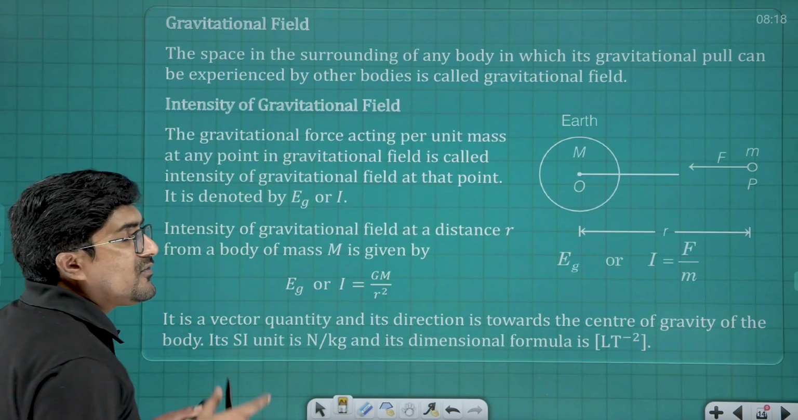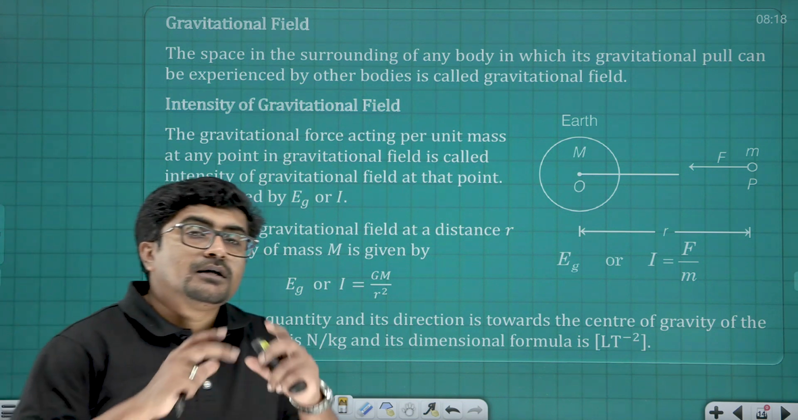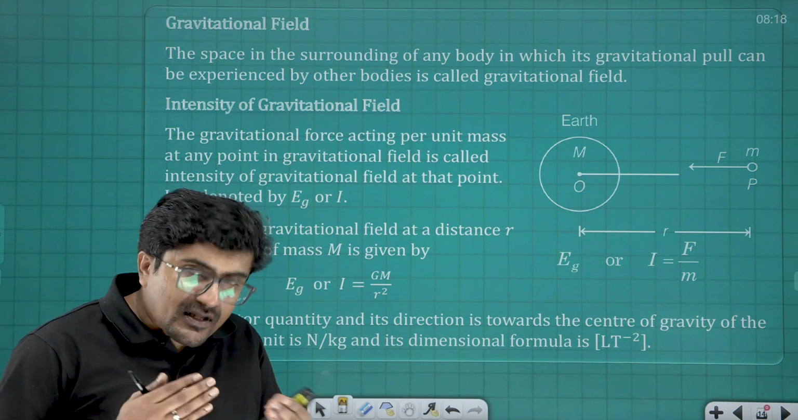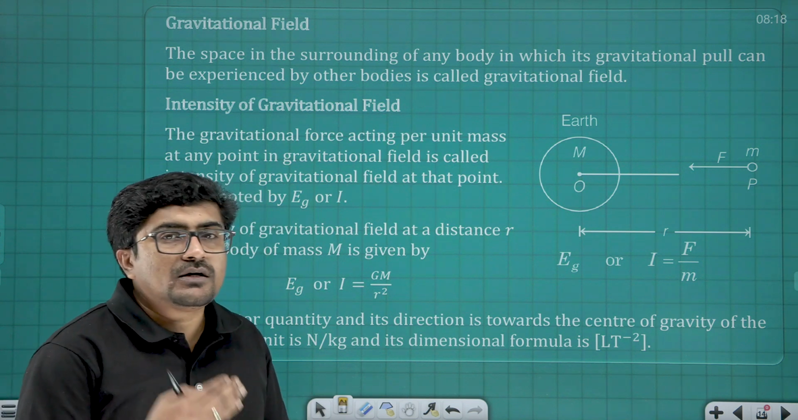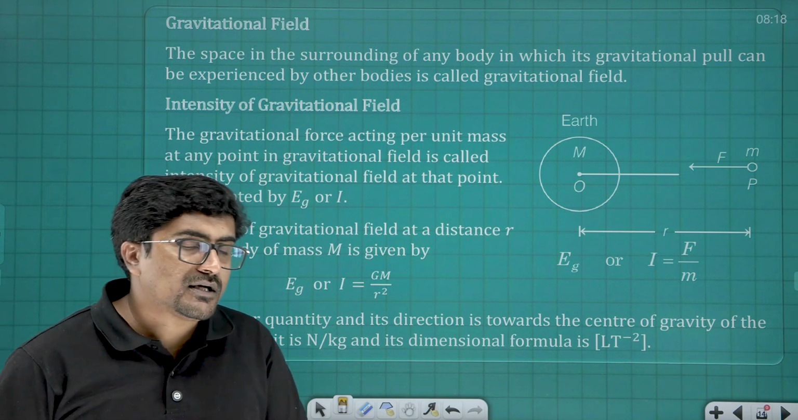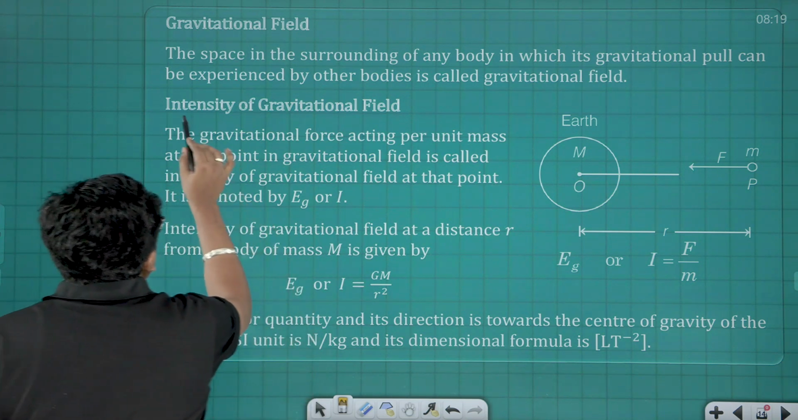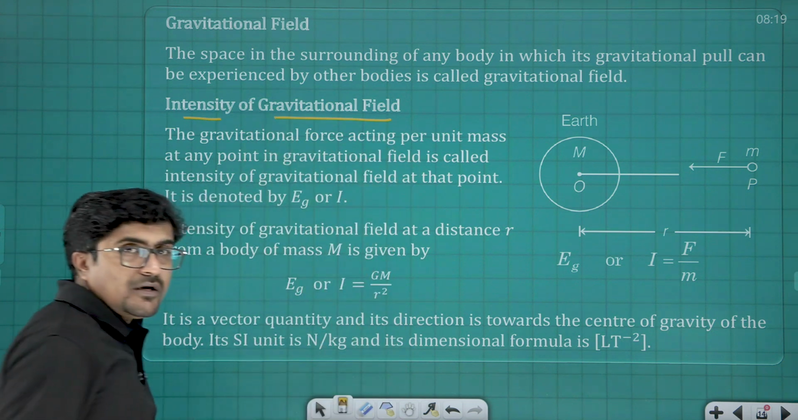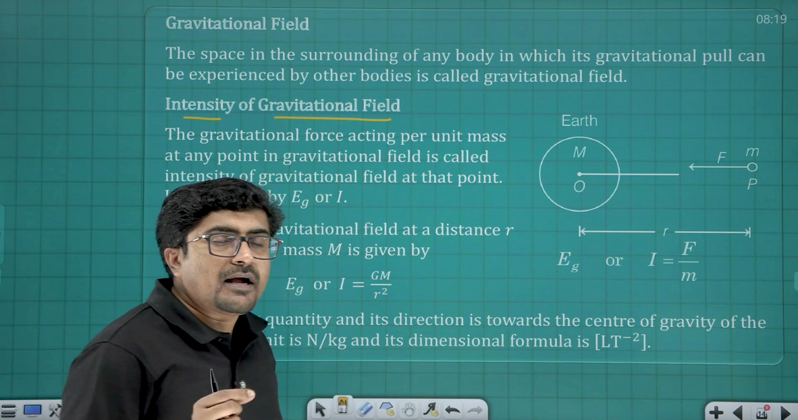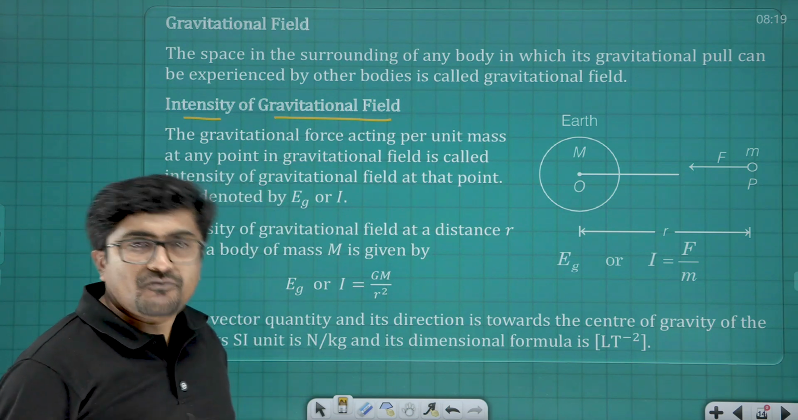And next is gravitational field. Gravitational field is the space around any mass. Within that space, another mass will experience gravitational force of attraction. That is what we call the gravitational field. And there, gravitational field intensity, or intensity of gravitational field, means force experienced by 1 kg mass kept at any point in the gravitational field.